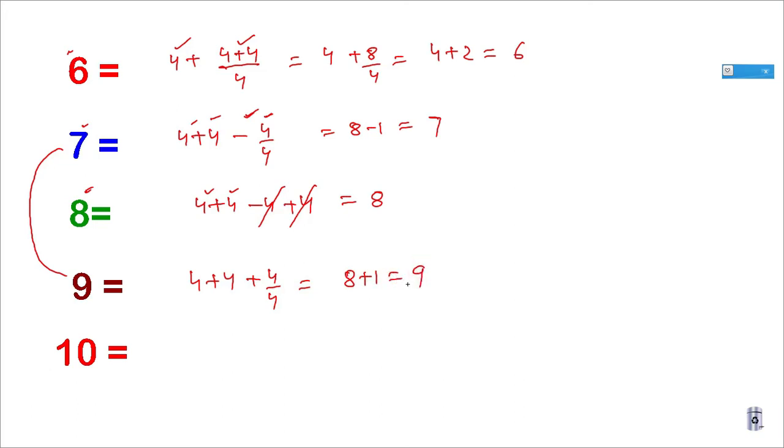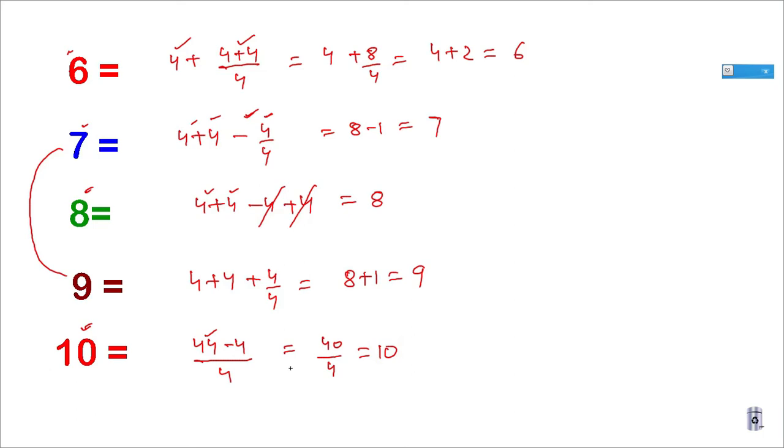Again, let's talk about the tenth one. The tenth one is the one which I'm going to do in a different manner. What is the method? If I write 44 divided by 4, minus 4... sir, how will you simplify this? 44 minus 4 is 40, 40 by 4, that is 10.